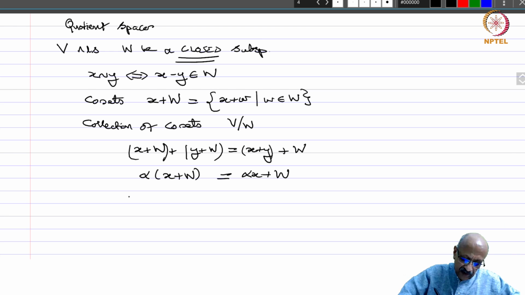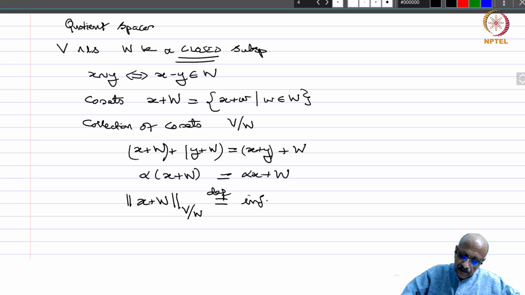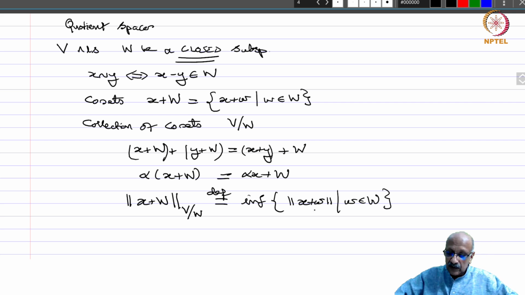So now we are going to define a norm on this. We define the norm of x plus W in the quotient space, by definition, as the infimum of the norm of x plus w, w in W. So you take all elements of the coset, take their norms, and take the infimum of that; you are going to define it as this. And we now have to check that this is a norm.